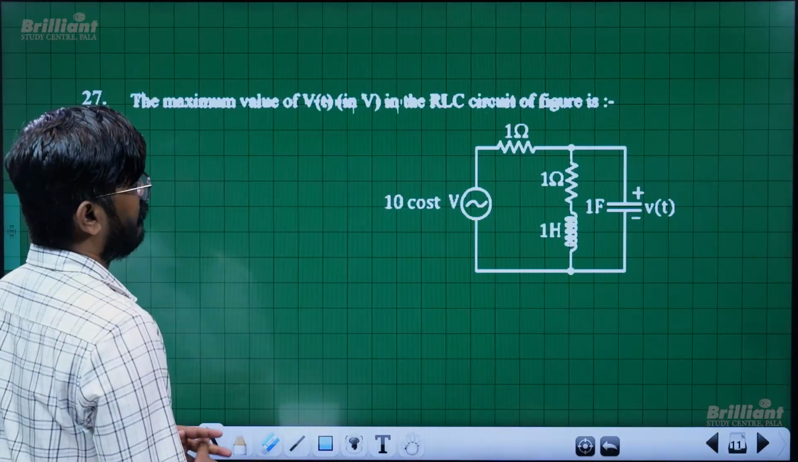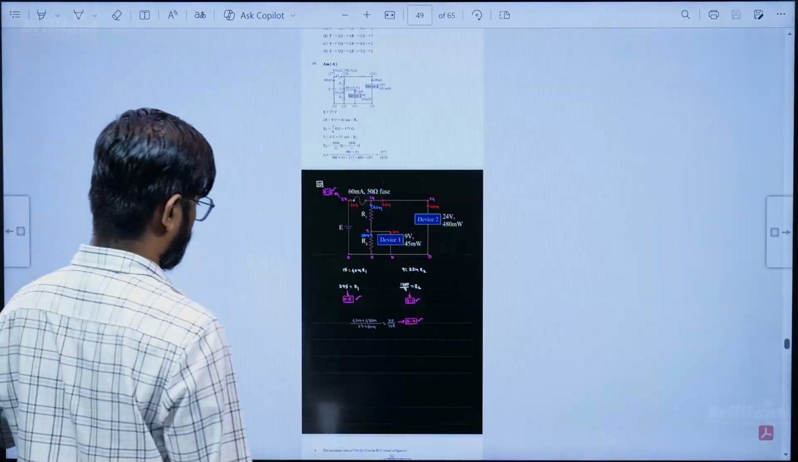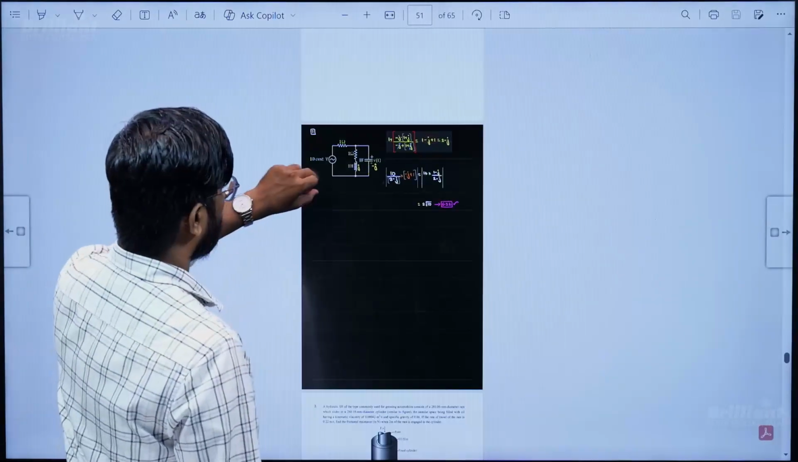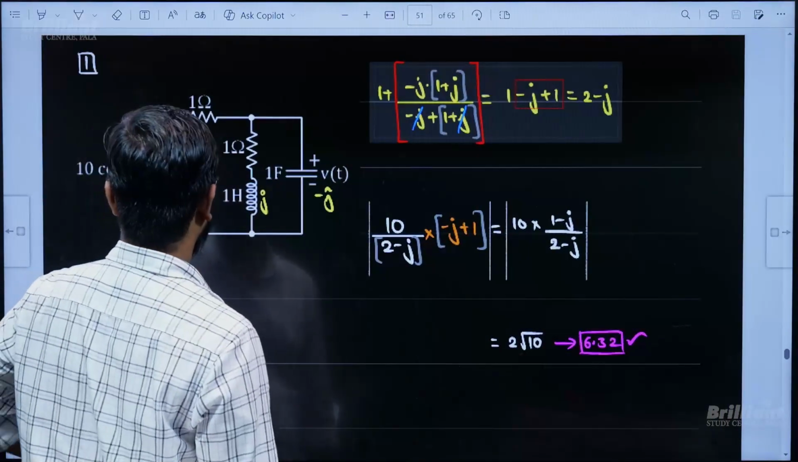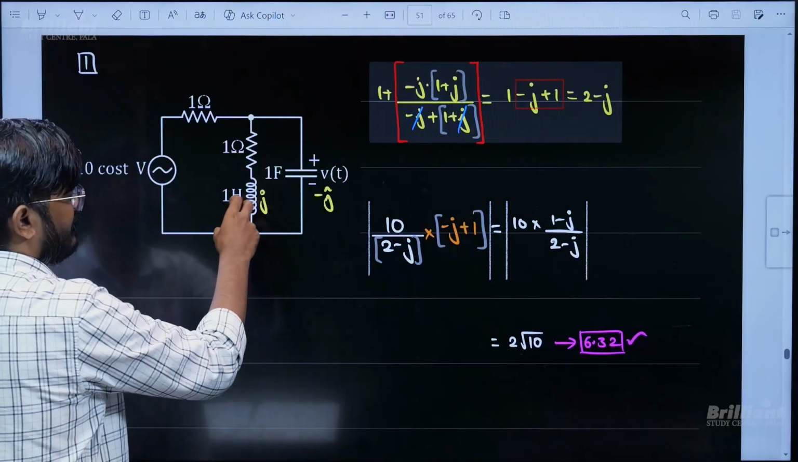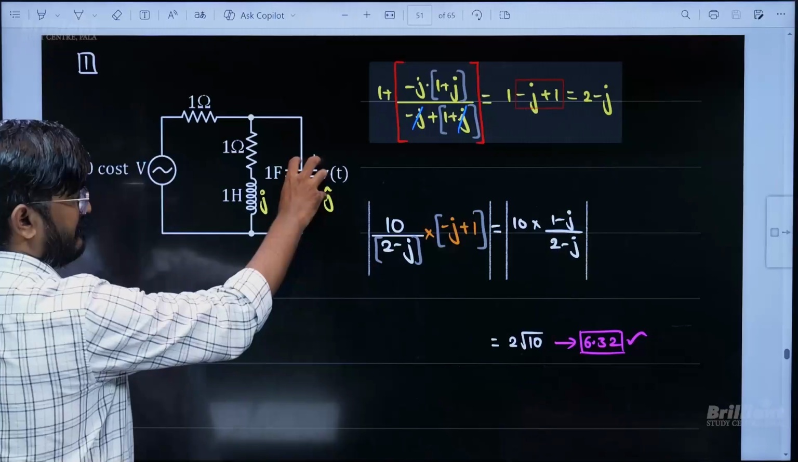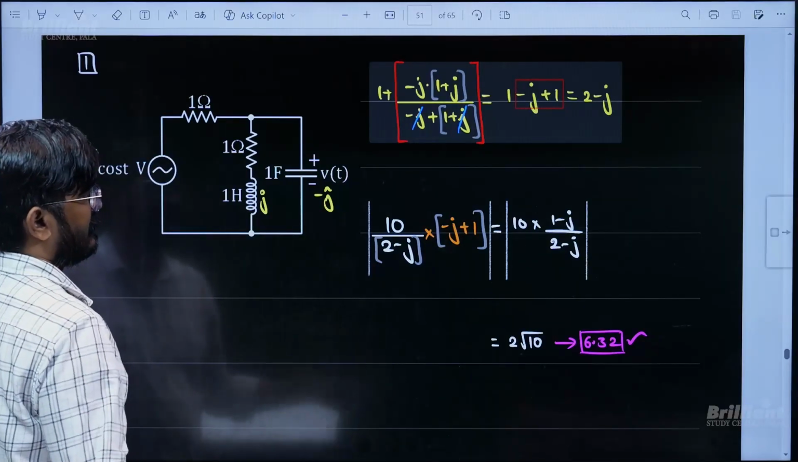The maximum value of V of t in the RLC circuit. Again, we have been doing this in the paper discussions. By this time you should have got used to this. So wherever an inductance is there, you can replace it with j times XL minus j times XC, and you can treat it like a normal current electricity equation.